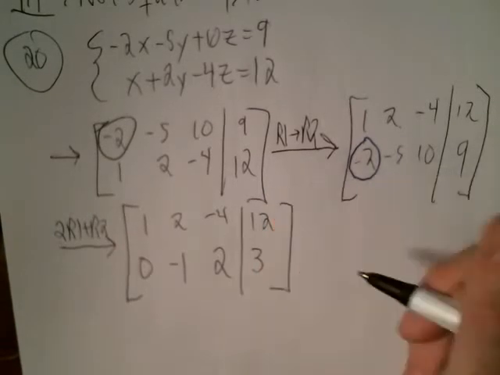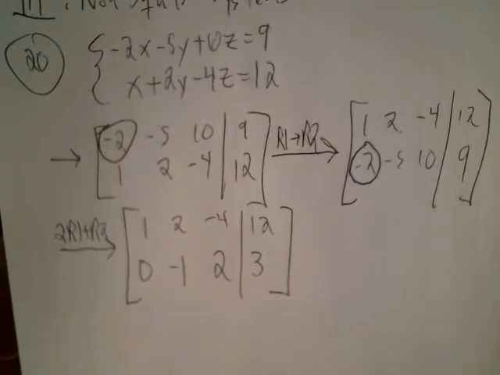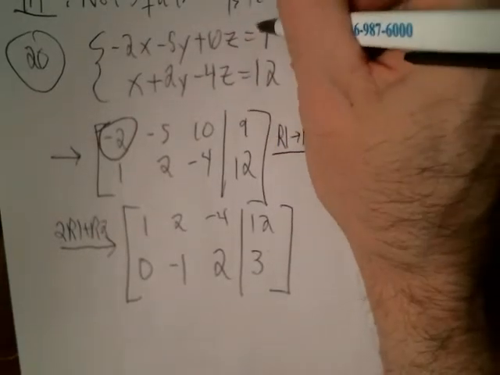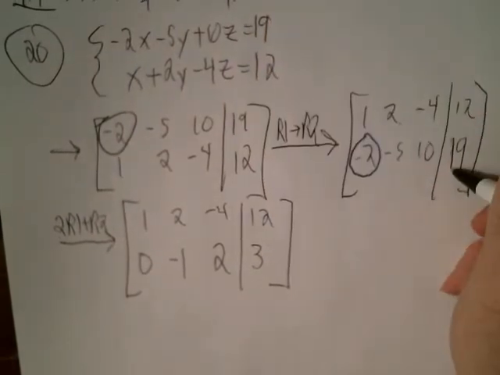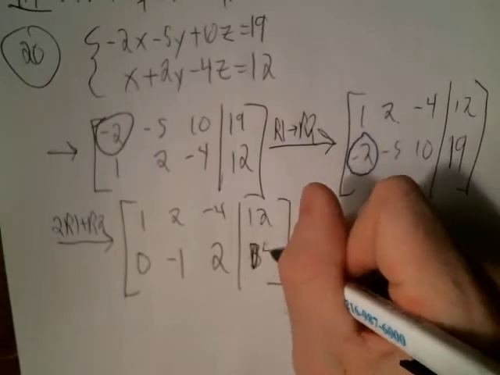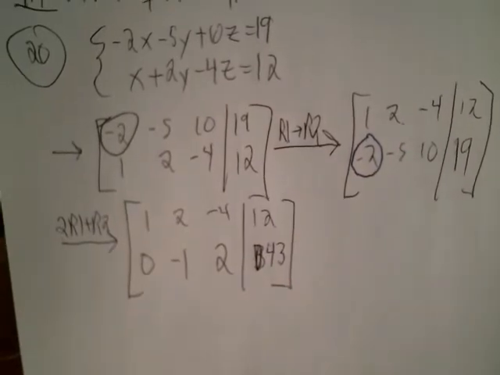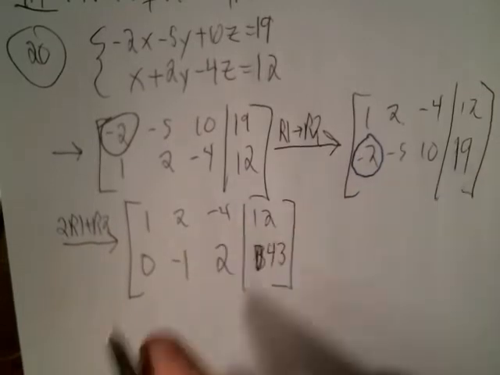33, which seems a bit off. Let me look again. 2 times 12 is 24, plus 9 is 33. What did I do wrong? Maybe there's a mistake in my notes. I copied it wrong. Sorry, there should be a 1 here. So it's not 33, it's 43. Sorry about that.